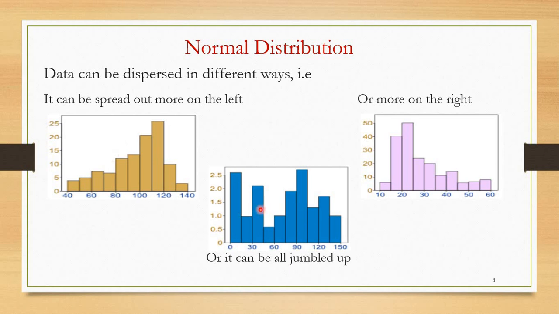And in this case it can be all jumbled up. So this is the random behavior of the data. You can't say that it is positively skewed or negatively skewed.